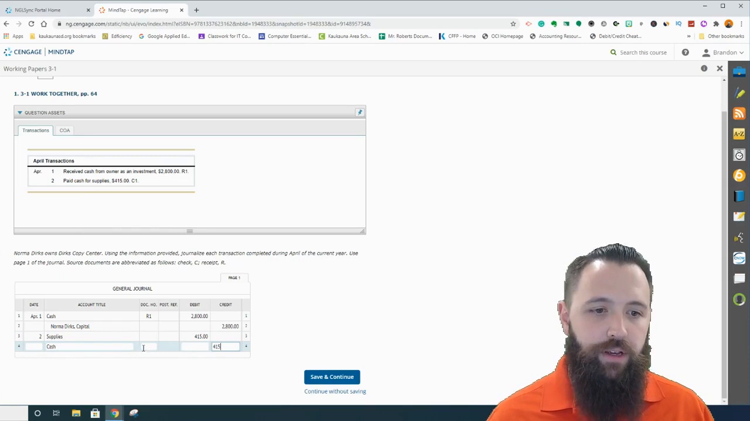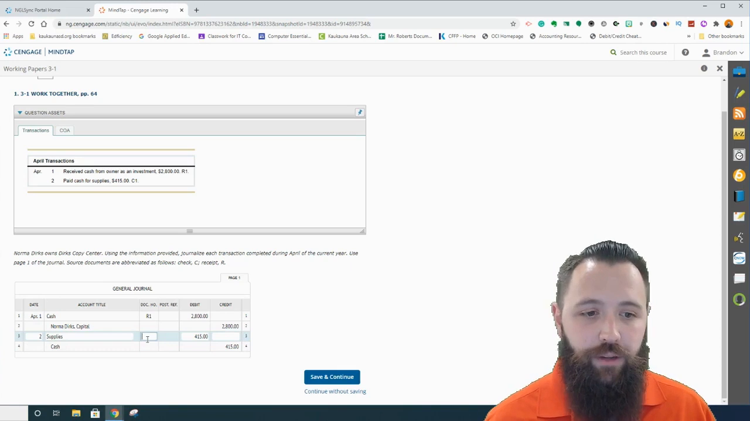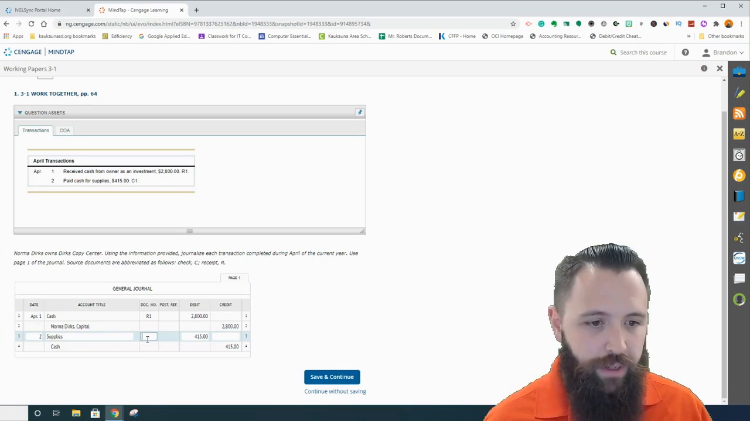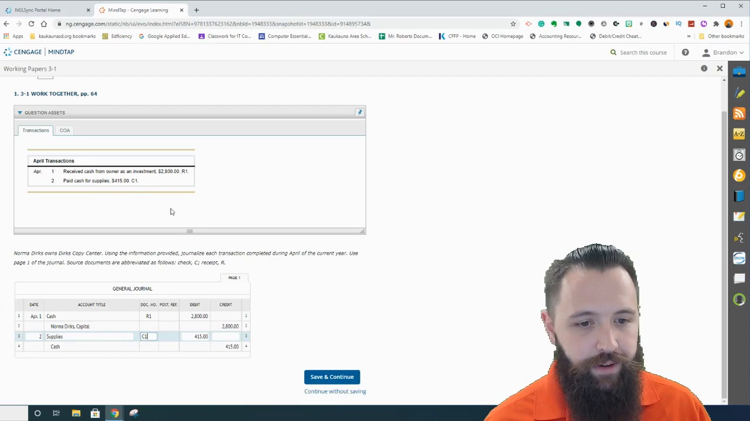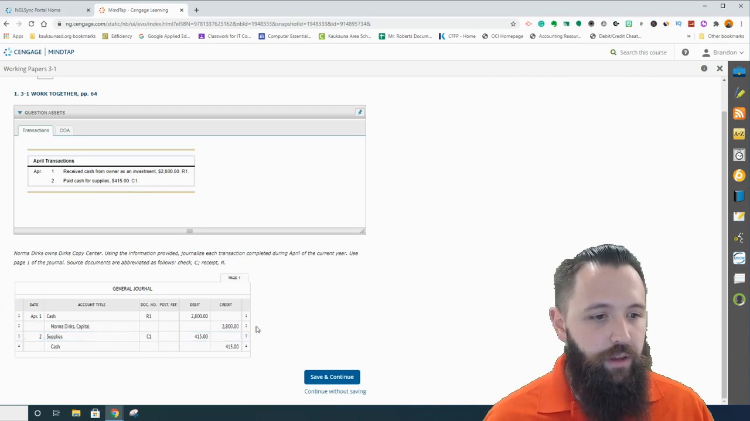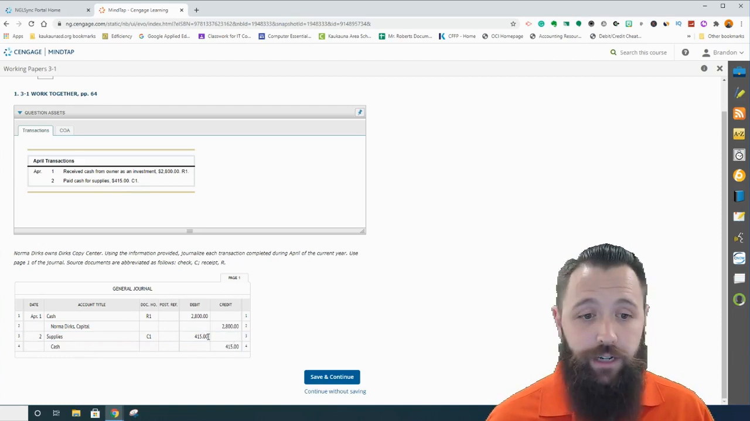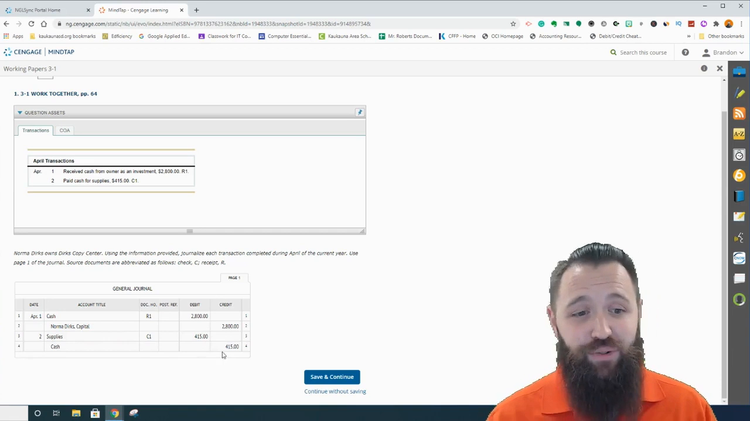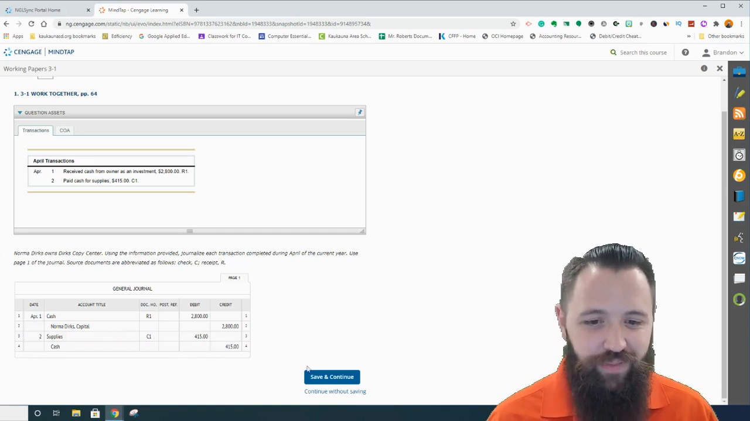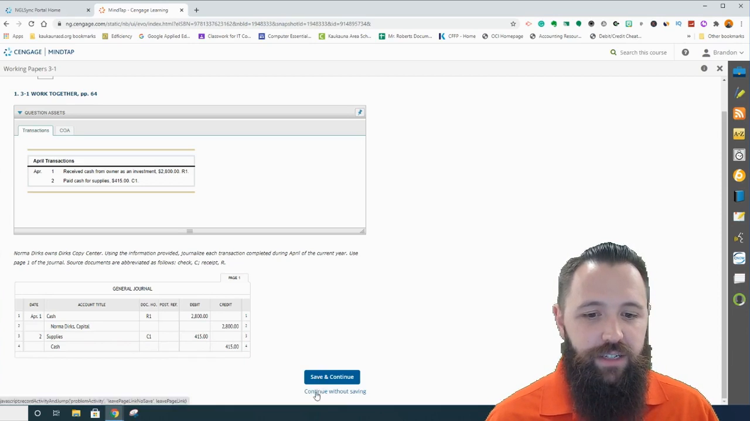Last thing I do is I put in the source document in document number here. So C1, because this is a check and it's check number 1. There we go. Now we have successfully completed both of these transactions. We've journalized both transactions. You can see the debit side should equal the credit side as well. It's really easy to see in this journal. So let's save and continue.